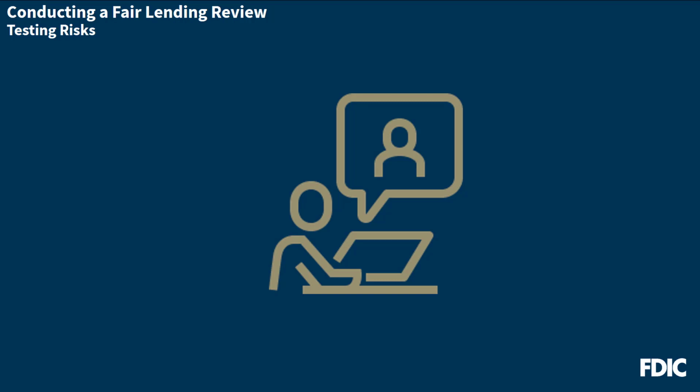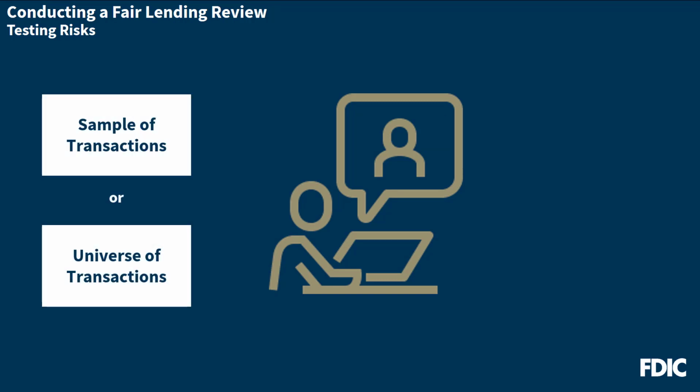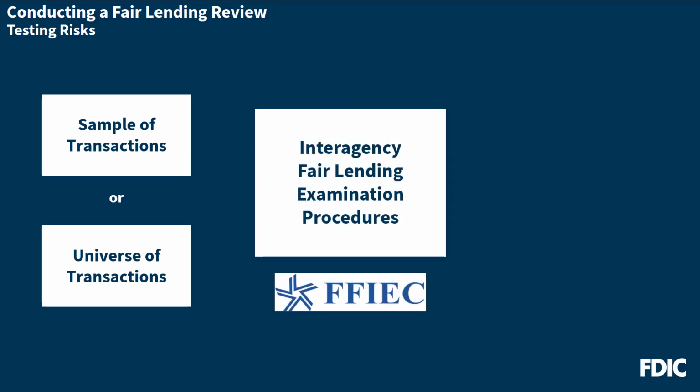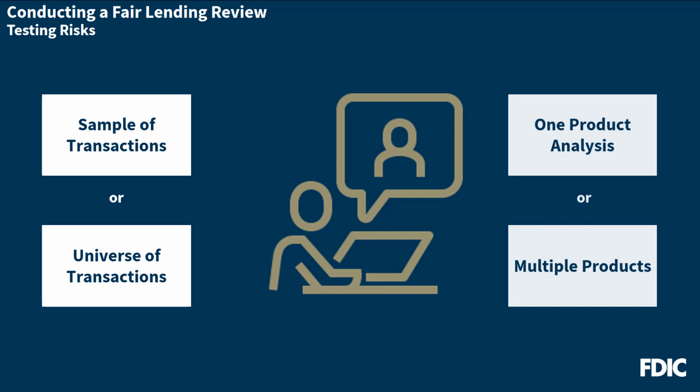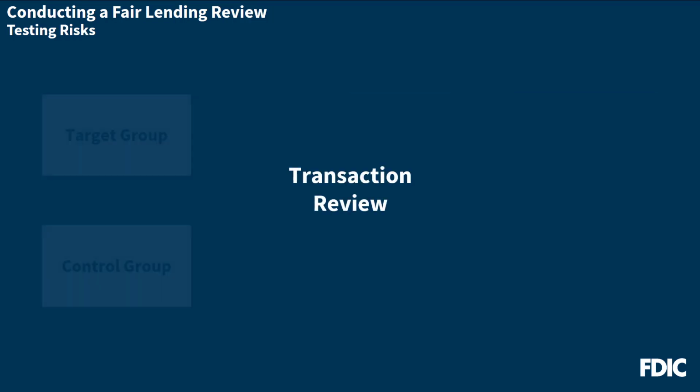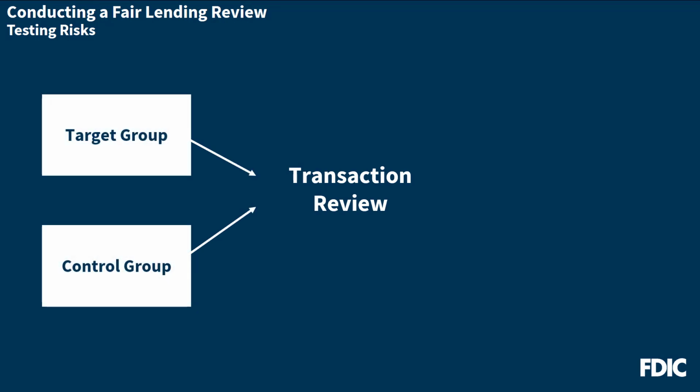Depending on circumstances, the focal point analysis could test a sample of transactions, or it would include the universe of all transactions made during a certain time period. Sample sizes are selected consistent with the interagency fair lending examination procedures. Examiners may select one product to analyze or multiple products, such as auto-secured loans and home purchase loans. Or, examiners may select one product but conduct analyses for multiple risk factors, such as pricing and underwriting of unsecured loans. To conduct the focal point analysis, the examiner reviews transactions from both the target and control group.